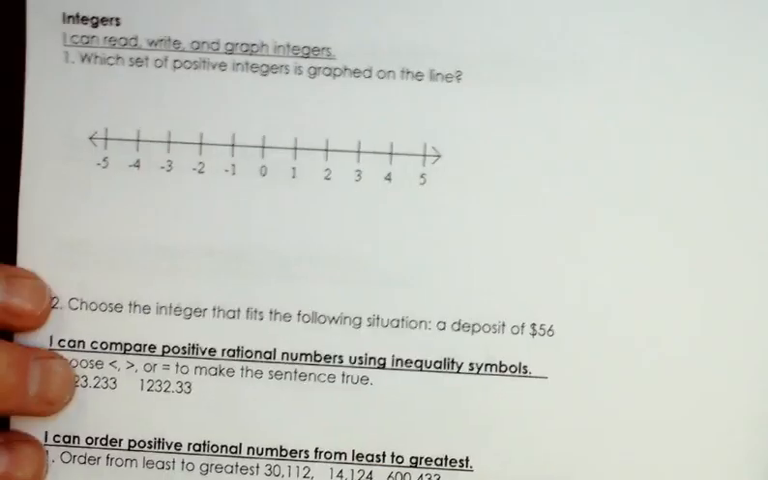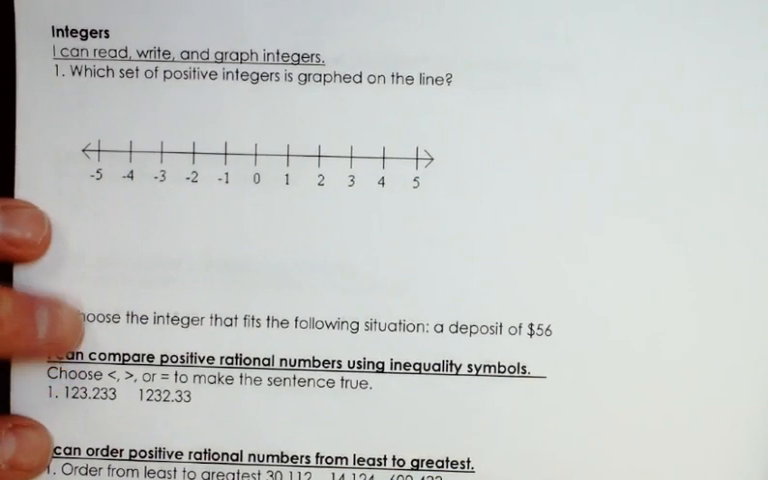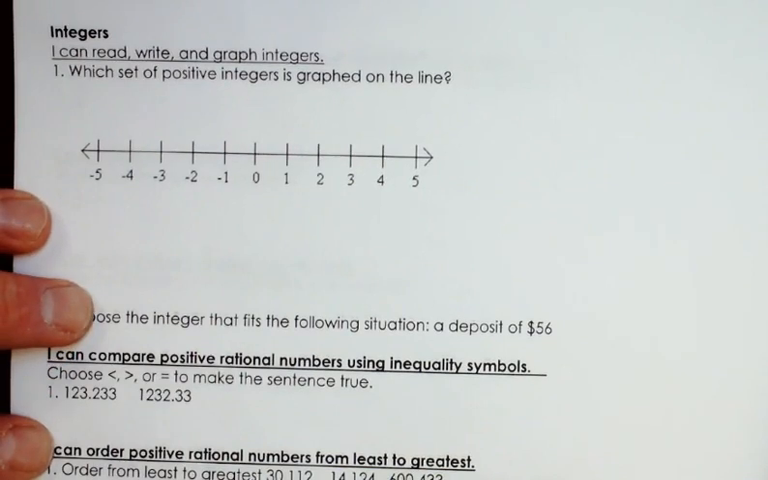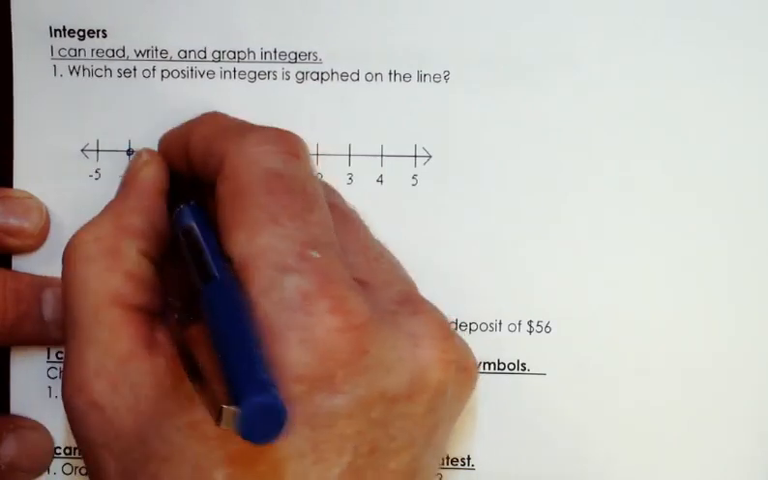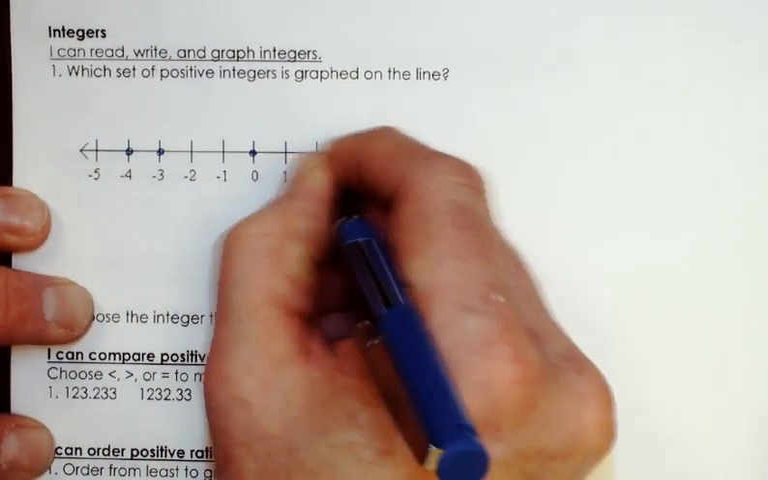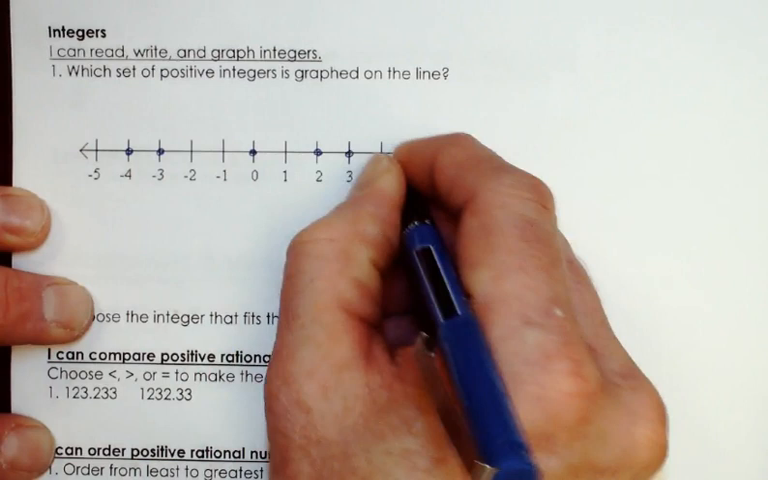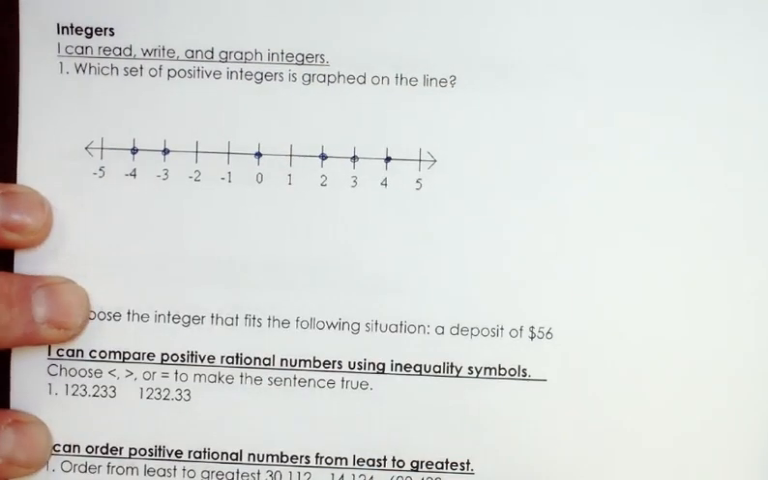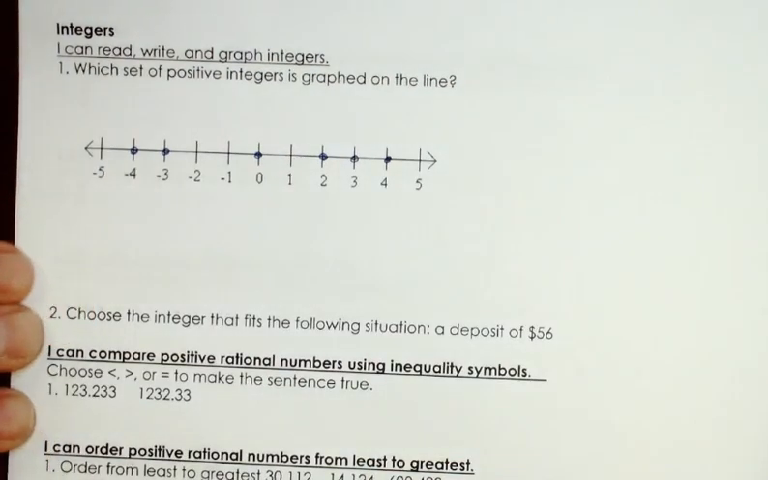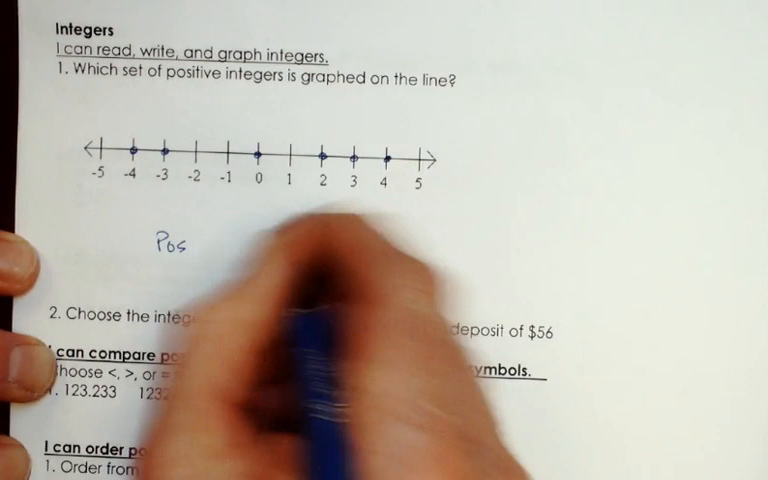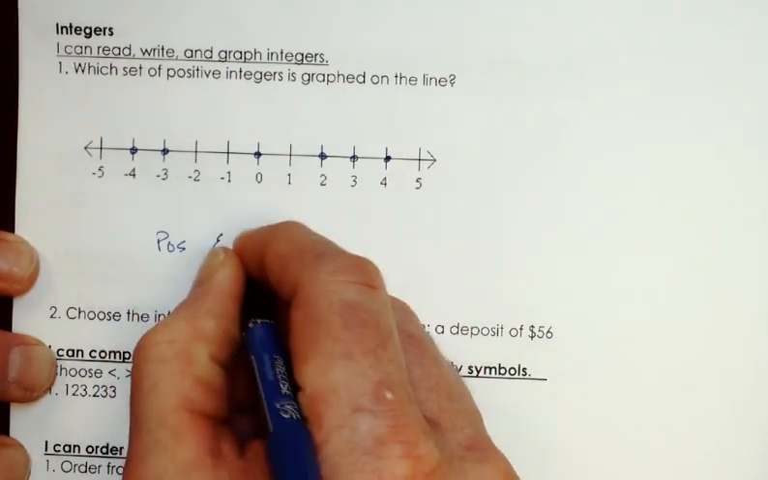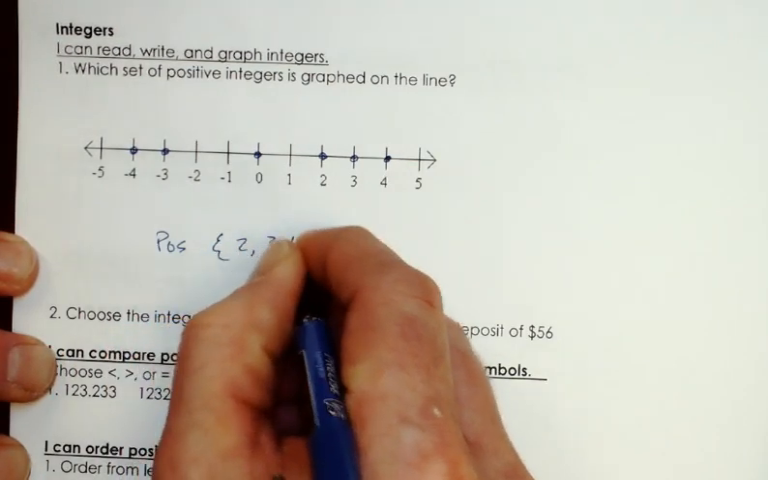Next page. I can read, write, and graph integers. Which set of positive integers is graphed on the line? So let's put some integers on the line here. So we've got -4, -3, 0, 2, 3, and 4. So the positive ones will be these ones over here, 2, 3, and 4. So my positive set is 2, 3, and 4.